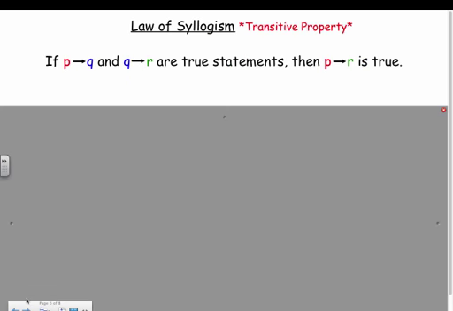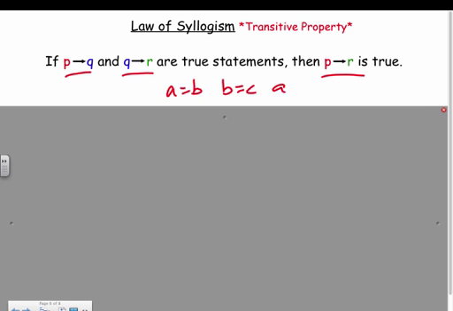We also have the law of syllogism. The law of syllogism, I like to think of the transitive property. Because if P implies Q, and then Q implies R, we know that P implies R. Okay, so if those are true statements, then we know that P implies R is also true. It's kind of like the transitive property, like if A equals B and B equals C, then A has to equal C. It's kind of like that, except we're using our if-thens and we're implying.